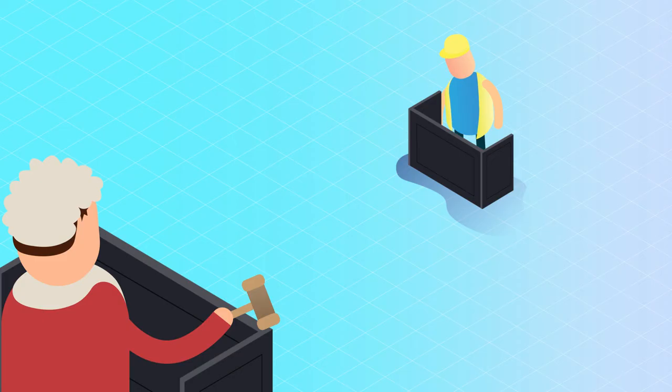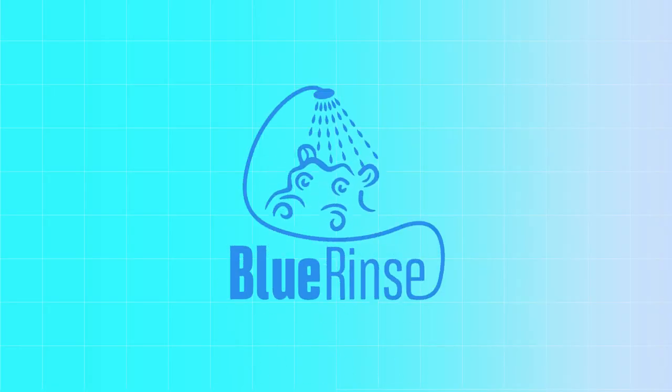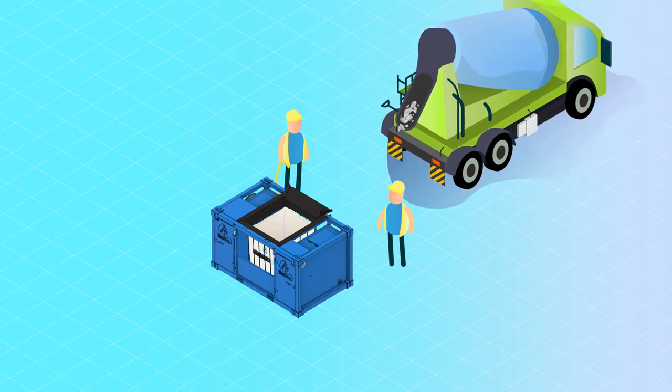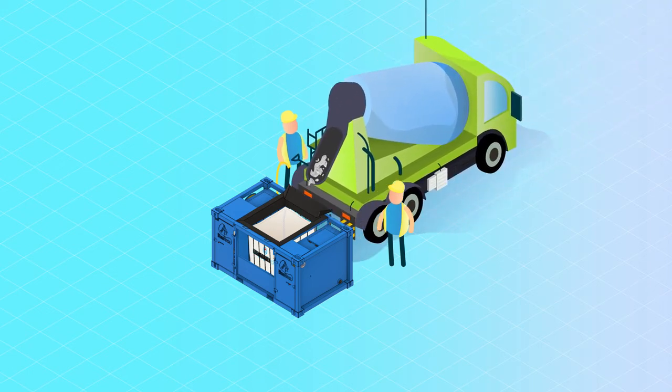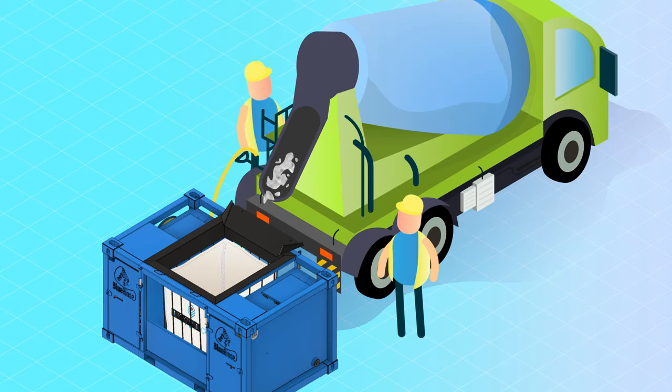With BlueRinse, you can help avoid these dangerous and costly problems. BlueRinse is safe, easy to use, and cost-effective. The BlueRinse hose draws recycled water from our tank. Here, the self-contained nappy sack separates solids from wash water.